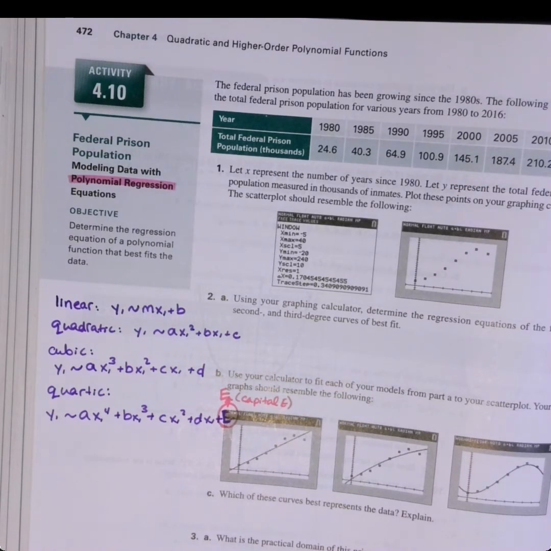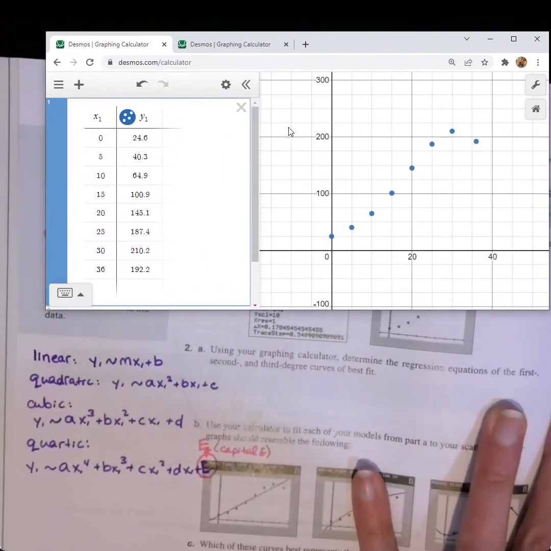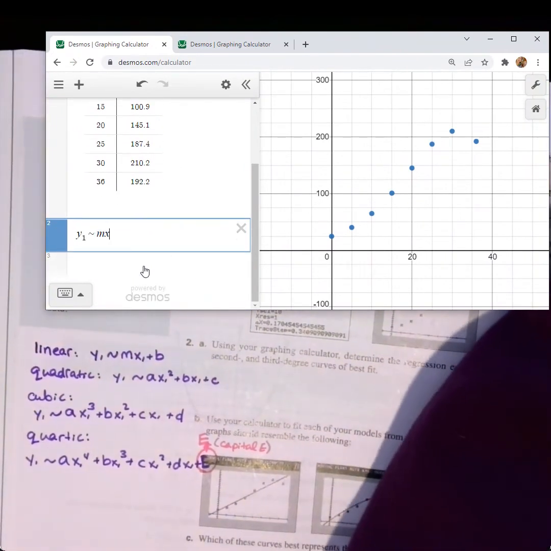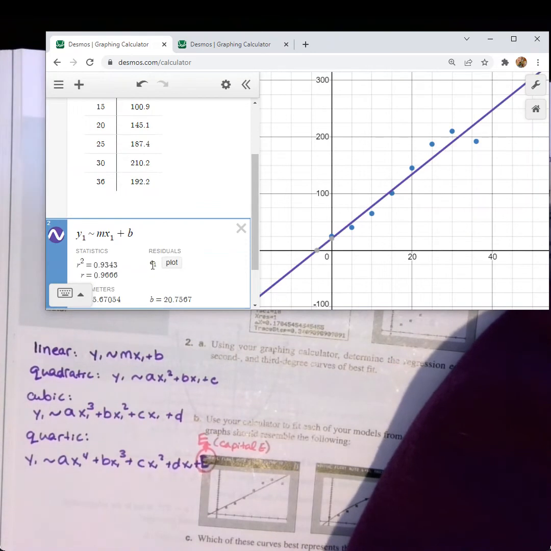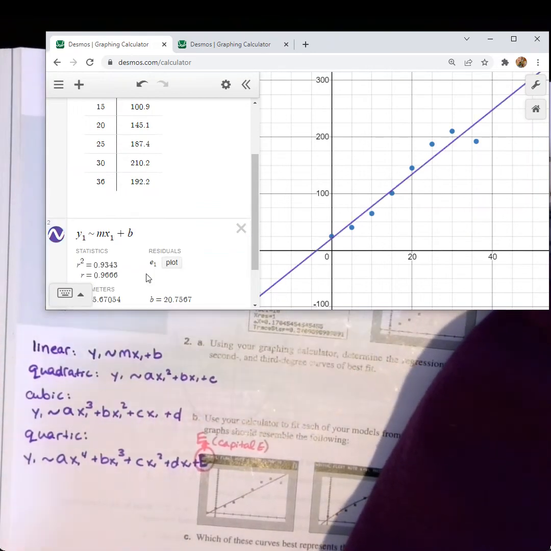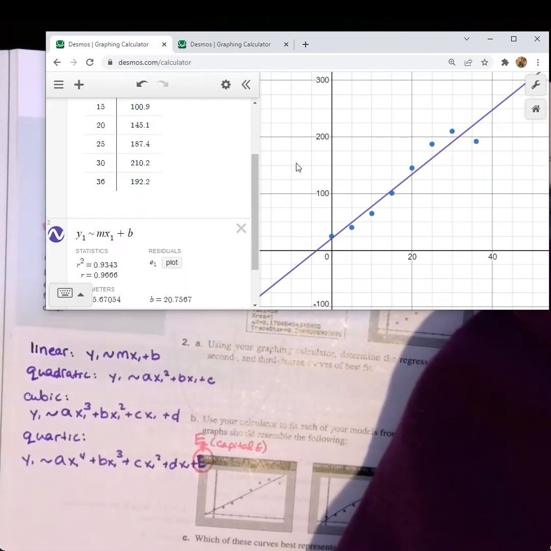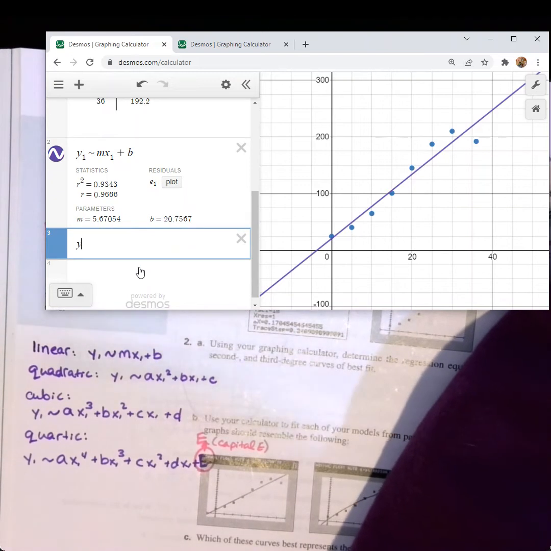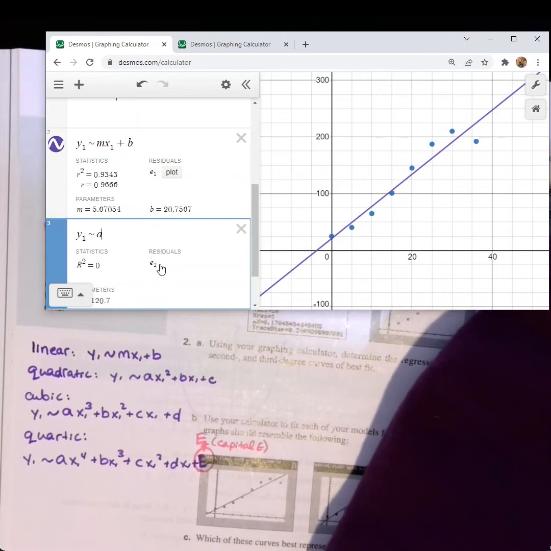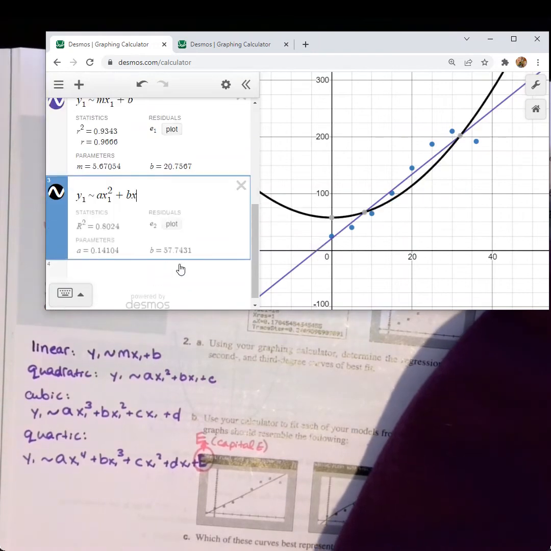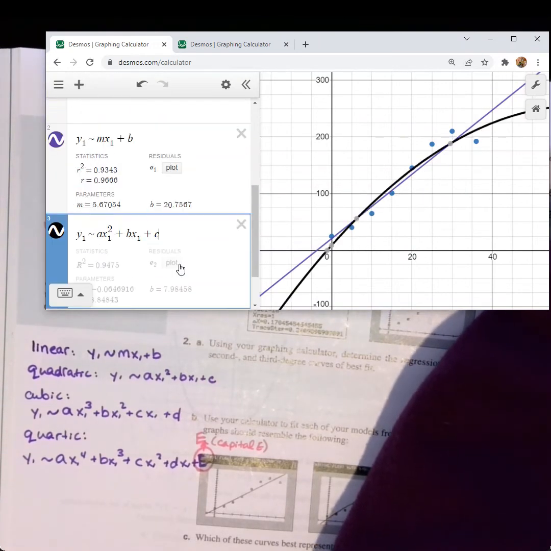All right, so let's try our models here. They want us to do linear. Linear's not going to do a good job, but we will try it anyway. It's okay, so it's not terrible because it's got an r squared of 0.9, but it certainly doesn't follow the curves of the data set here. So let's try quadratic. Do you think quadratic will be better or worse? Let's find out. ax1 squared plus bx1 plus c.